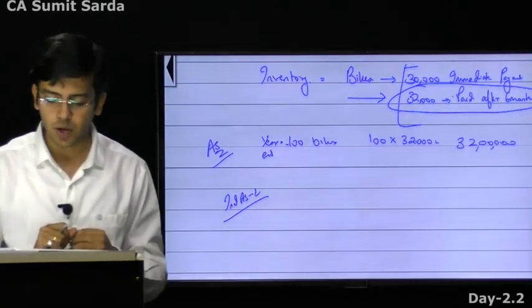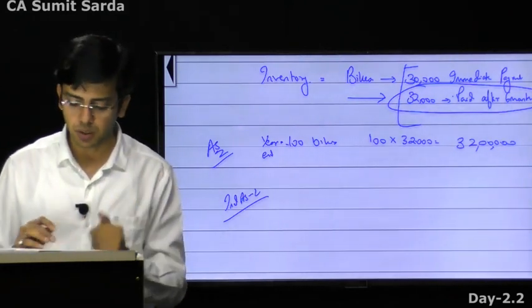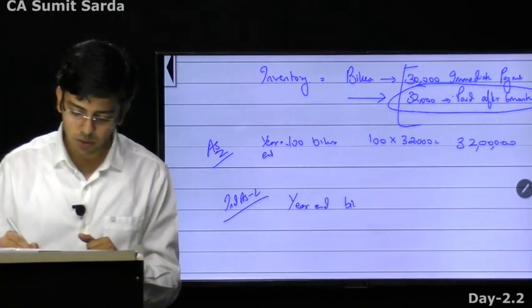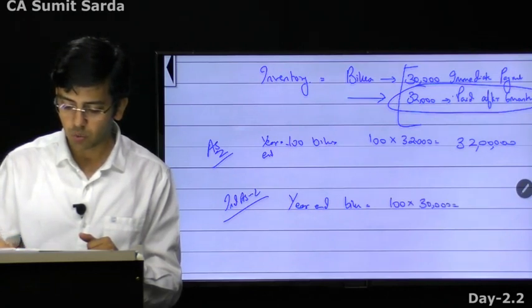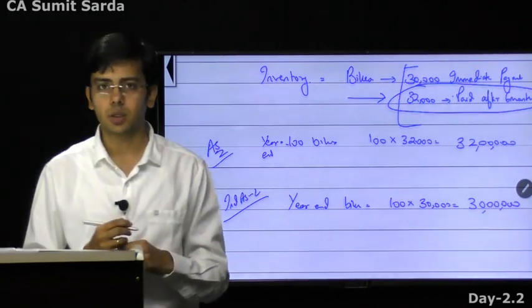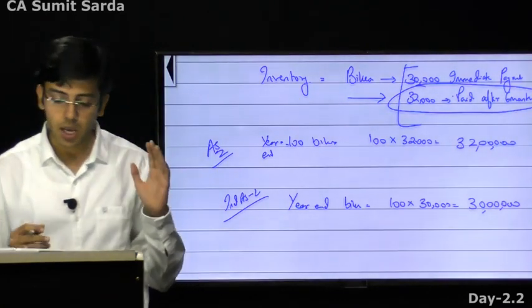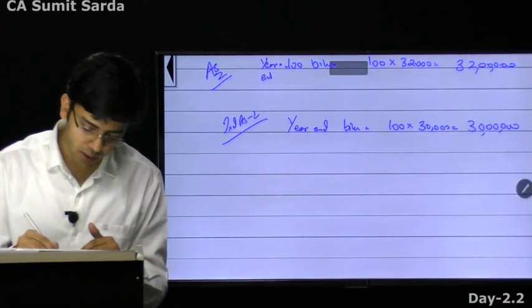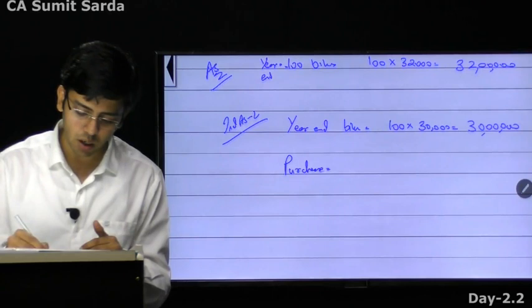You need to value your inventory at cash equivalent, if paid immediately. So at year end, my bikes will be valued at 100 bikes into 30,000 and not 32,000. So it will be valued at 30 lakhs and not 32 lakhs. Okay, so inventory is to be valued at 30 lakhs. Sir, I have a doubt. I have paid 32 lakh rupees. You are asking me to present my closing stock at 30 lakh, but even purchases will be accounted accordingly.